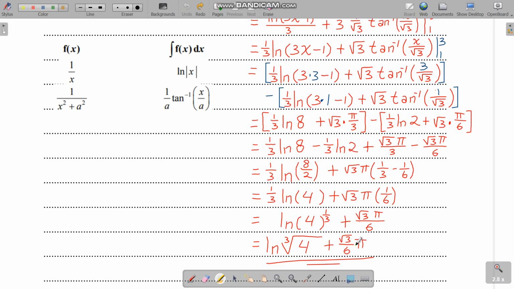So for the final answer, we can just leave it in this form. This is in the simplest form already.